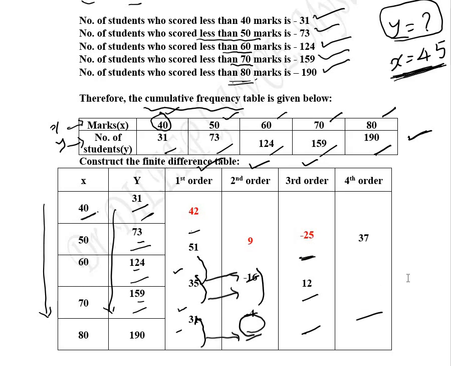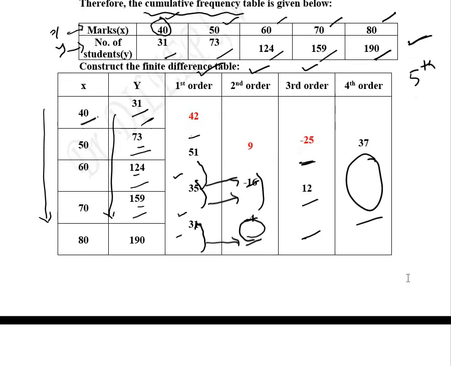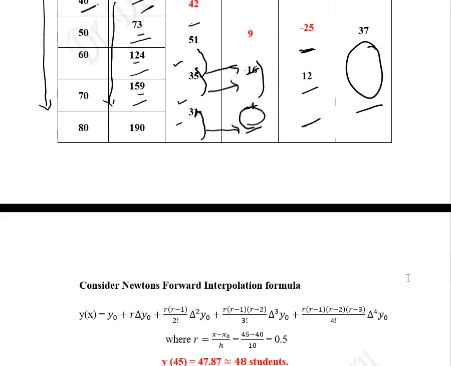So this is my table. Only up to the fourth order, no fifth order, because we have a single element here. Now consider Newton's forward interpolation formula.